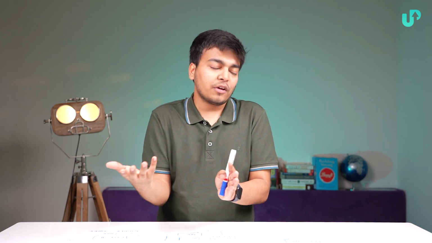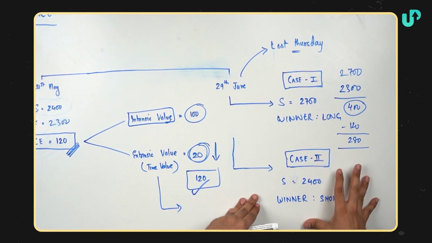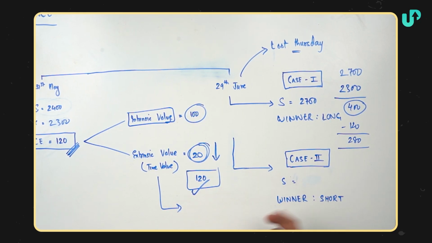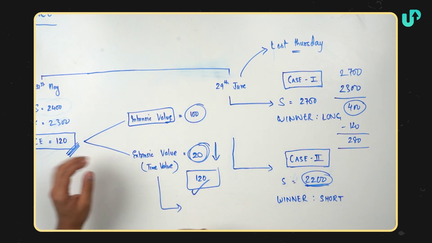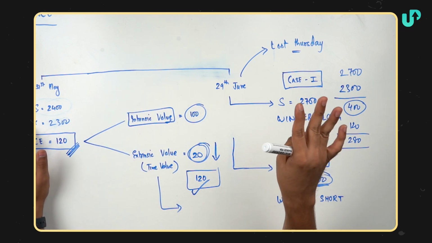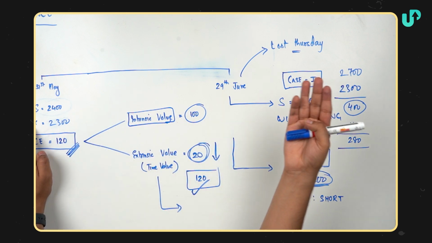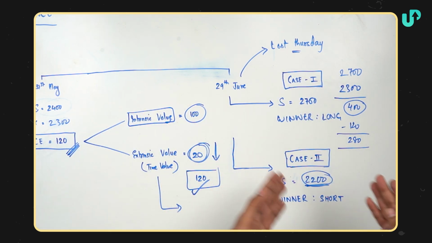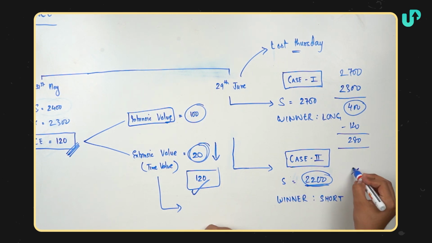When has the stock price gone to 2700? On the last Thursday of June. All right. In the second case, say for example the stock price has gone to 2200. Now what will the long party do here? The long party will not exercise his right, because why would he buy the stock from the short party at 2300 when he can actually go in the market and buy it for 2200 itself? So the long party will not exercise his right.